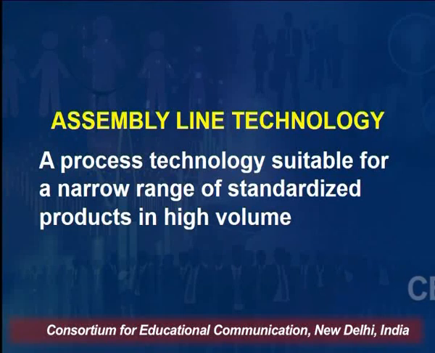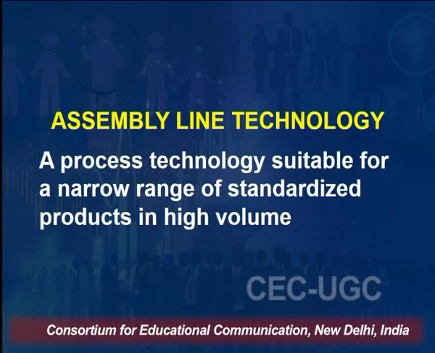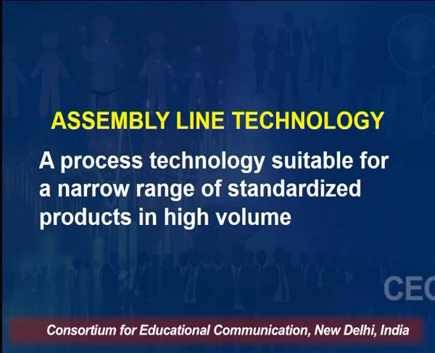And skills of higher order are required because every time there is a new order, new designing, you have to design it again, you have to plan your production accordingly. So, you require higher skills for your workers. Let us now see which is the third type of process design. It is known as assembly line technology or assembly line production systems. It's a process technology suitable for a narrow range of standardized products in high volume.